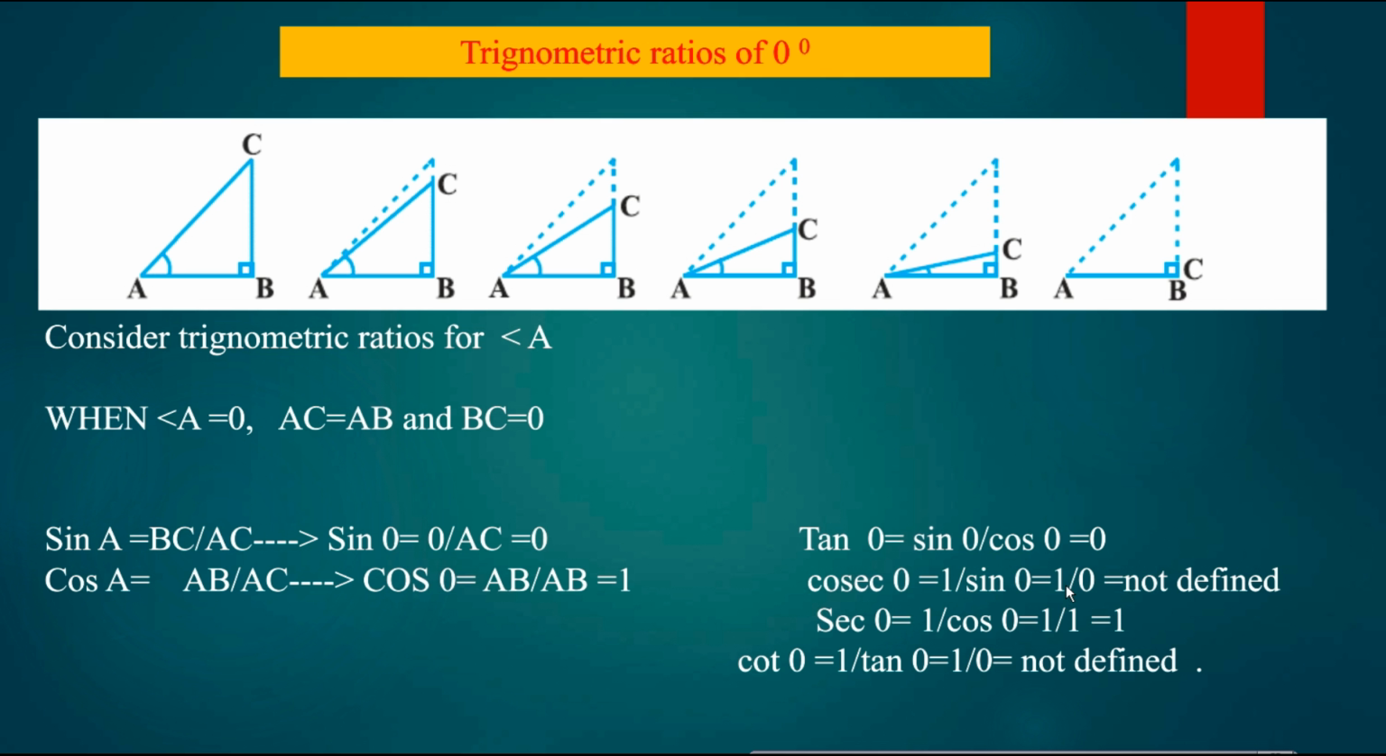Cosec 0 is 1 by sin 0, sin 0 is 0, so 1 by 0. That is not defined. 1 by 0 we cannot define. Next sec 0 is 1 by cos 0. Cos 0 is 1, so 1 by 1 equal to 1. Last cot 0 is 1 by tan 0. Tan 0 you got 0, therefore cot 0 is 1 by 0. So that also is not defined.